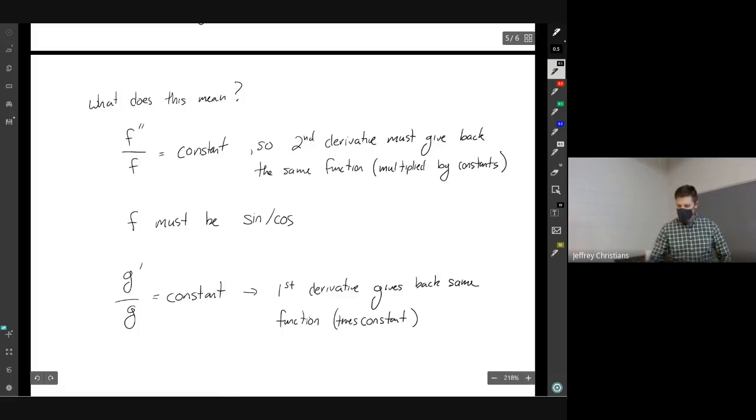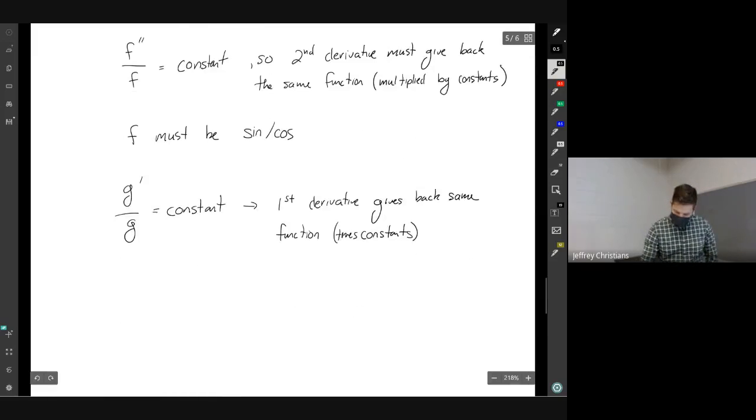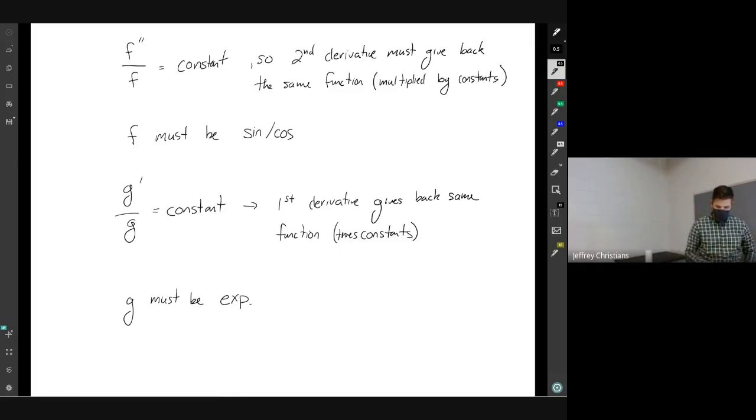And maybe a times a constant. Okay, so this one would be the exponential function, e to the x. So G must be the exponential function.